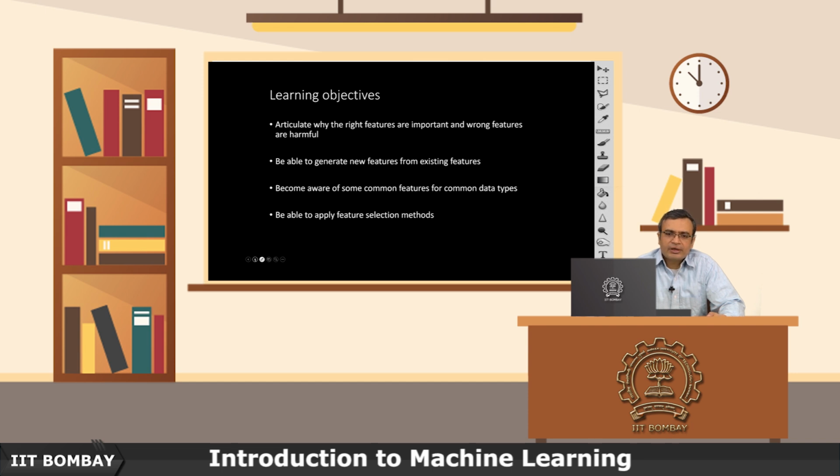We will look at ways to generate some new features from existing features and be aware of some common features for common data types such as images and text, and we should be able to apply some feature selection methods. So let's dive in. We will start with some motivating examples of why the right features are important and wrong features can be harmful.